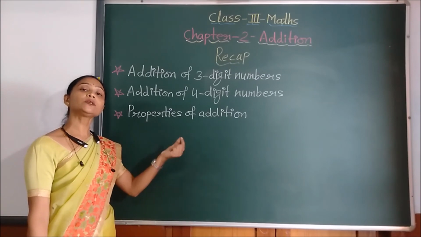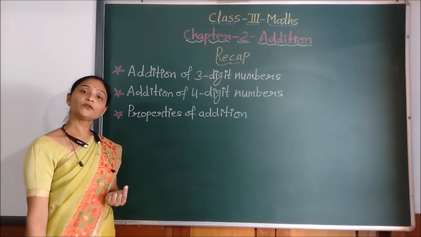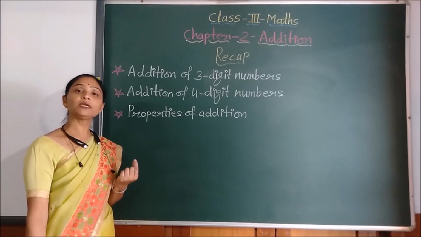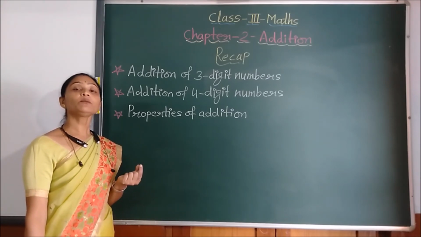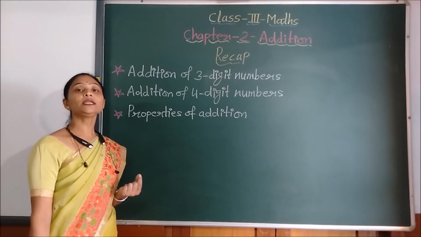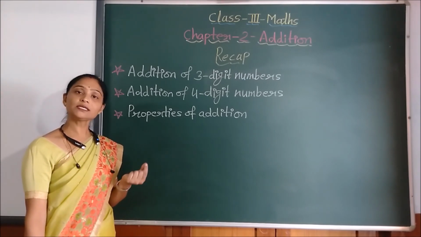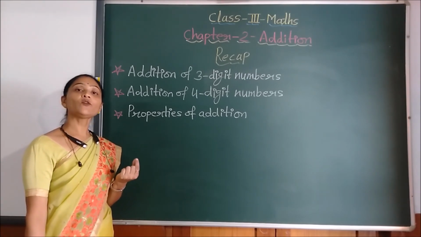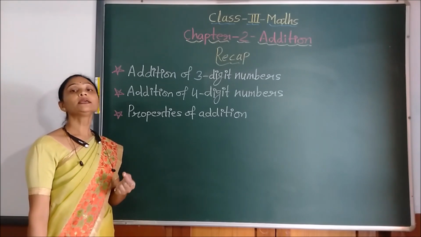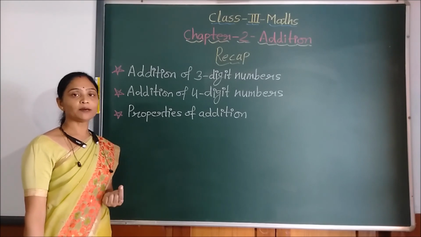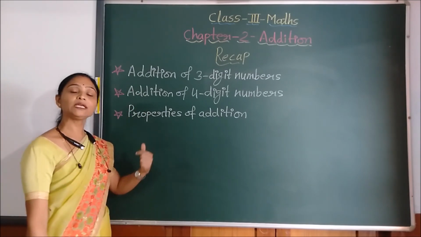Order property means you may change the order of writing numbers. Grouping property means you may change the groups of numbers. And addition of 0 means if you are adding 0 in any number, you are getting the number itself. And then addition of 1 means if you add 1 in any number, you are getting the successor of that number. So this way we have learned this many topics.